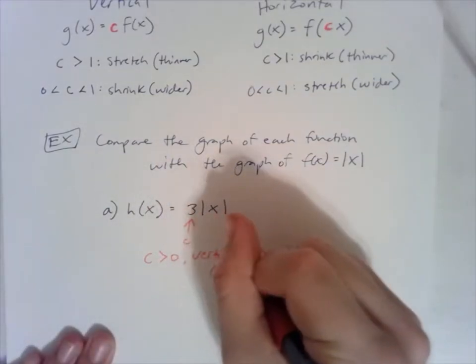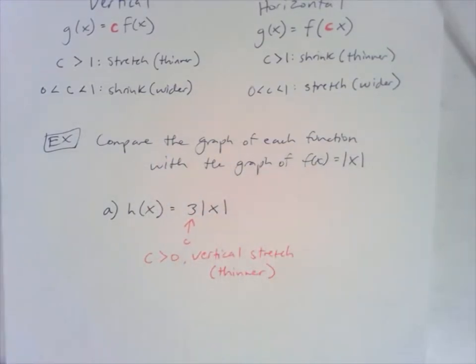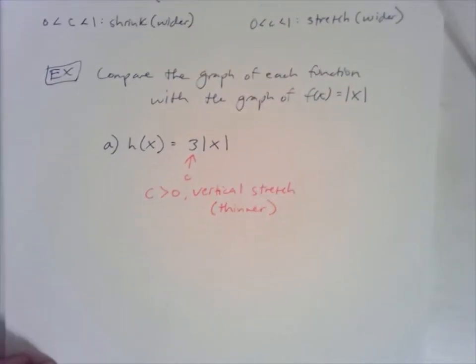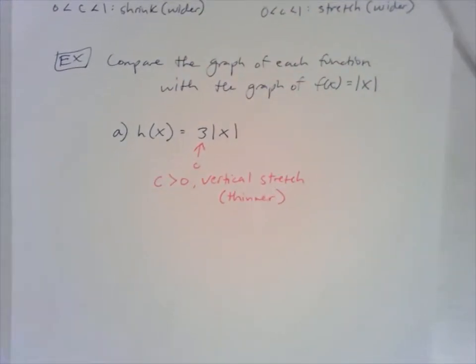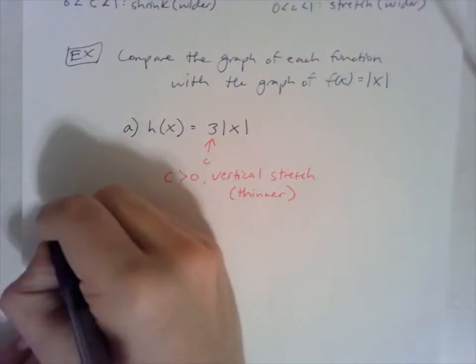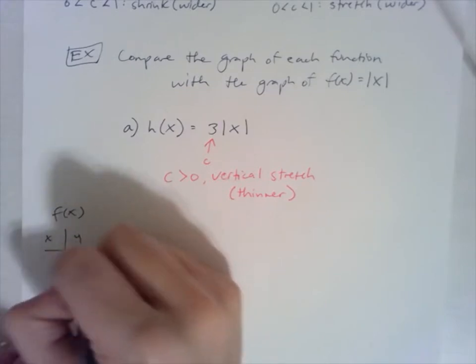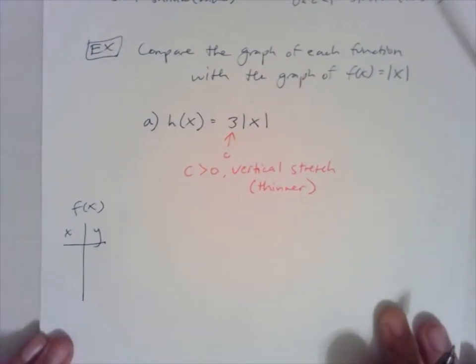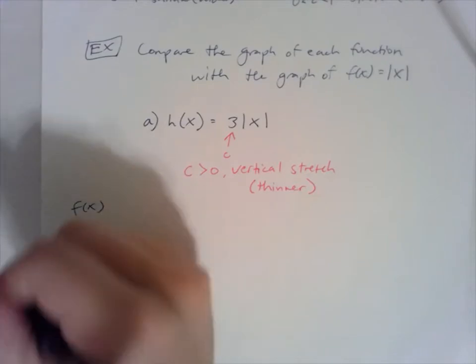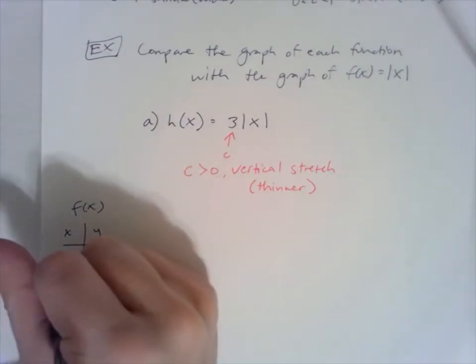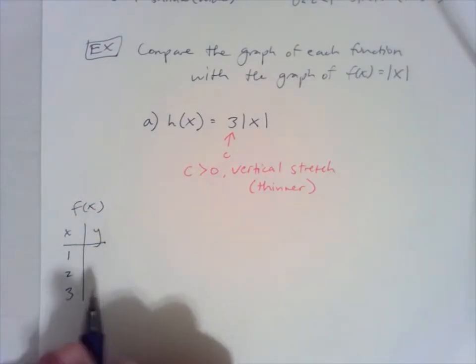And what we can do here is just look at a table of values first of all, and then we'll graph. So for f of x, for every x and y value that we substitute in for just the absolute value of x, we get the same y value. So we would get 1, 2, and 3. If we input that, our output would also be 1, 2, and 3. That's how absolute values work.